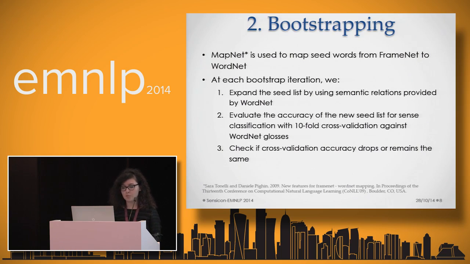At each bootstrap iteration, we expand the seed list by using these semantic relations, such as direct antonymy, hyponymy, or similarity. And then we employed tenfold cross-validation to evaluate the accuracy of the new expanded seed list with the WordNet glosses. And to decide a cut point for our bootstrapping cycles, we check if the cross-validation accuracy drops or remains the same.